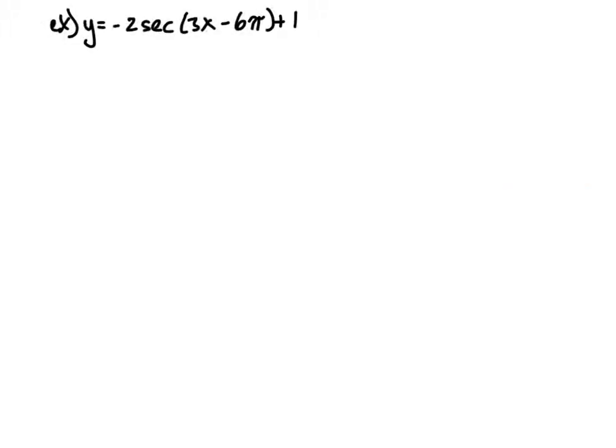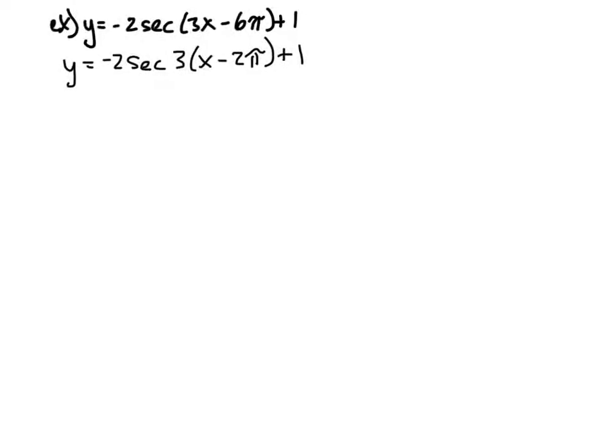Alright, so let's jump right into it. Negative 2 secant of 3x minus 6 pi, plus 1. I'm going to treat this like I'm graphing negative 2 cosine of the same thing. So the first step is going to be to factor out that b. y equals negative 2 secant 3 times (x minus 2 pi) plus 1.